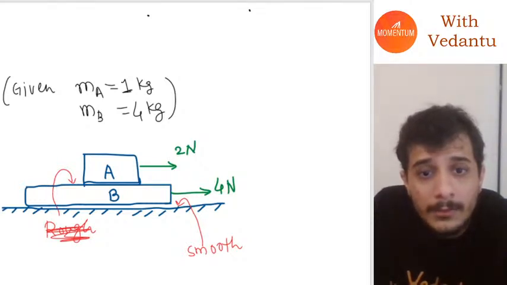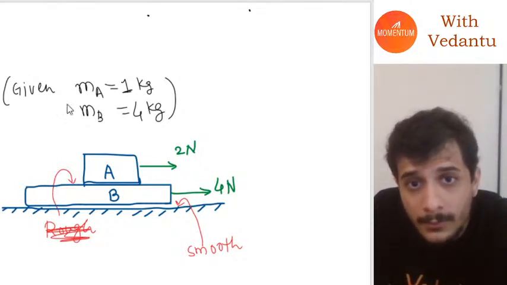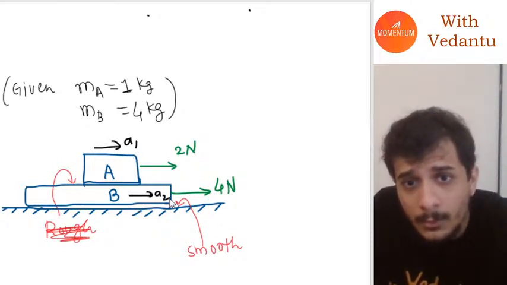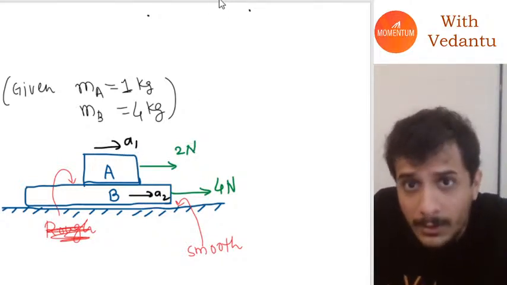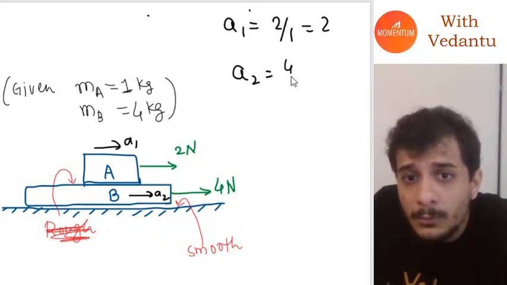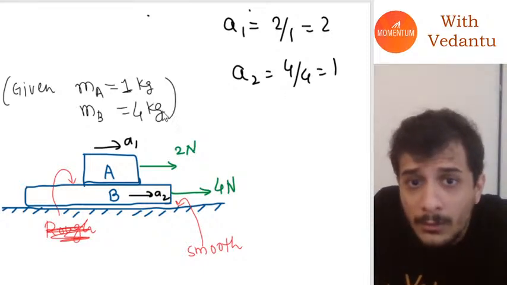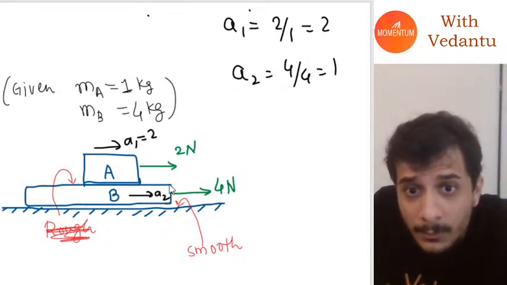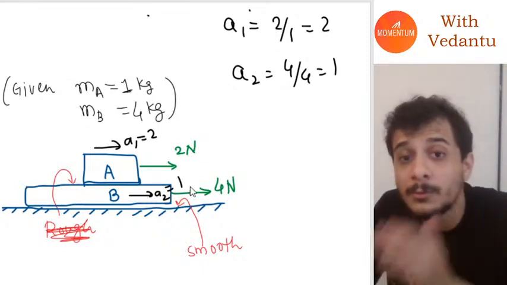If I assume for a minute that the surface is smooth, both of them will move with different accelerations, A1 and A2. I can calculate A1 and A2. A1 will be equal to 2 by 1, which is equal to 2. A2 will be equal to 4 by 4, which is equal to 1. So this is moving with 2 meters per second square, and this is moving with 1 meter per second square.